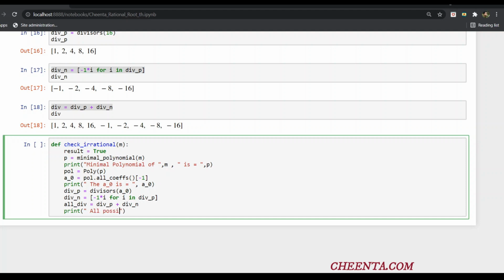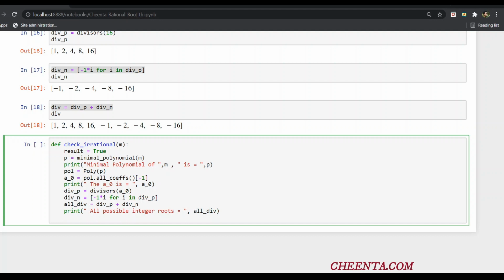All possible integer roots, because they are all possible integer roots, and you will print this particular thing. It is fine. Now you just need to check if some of them satisfy that particular equation.